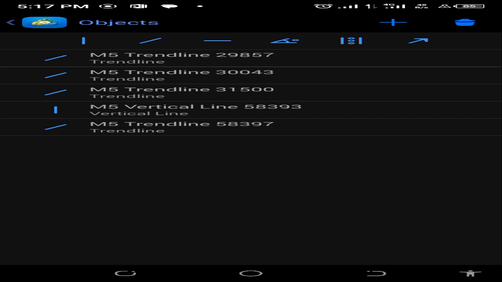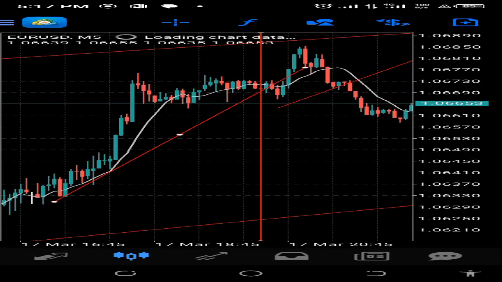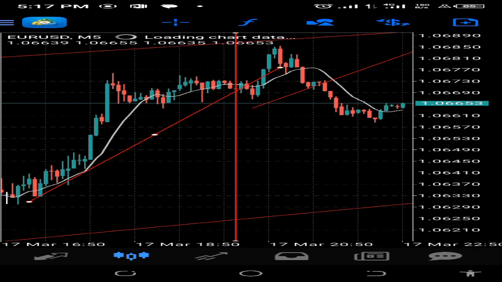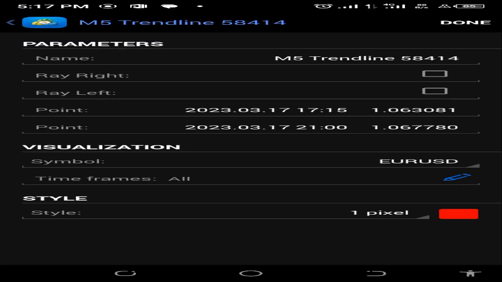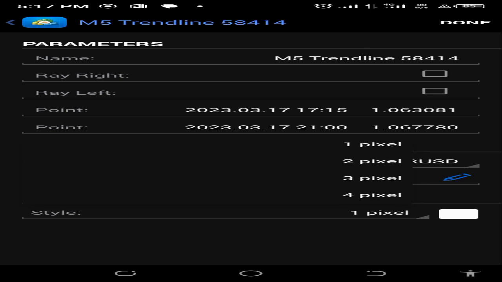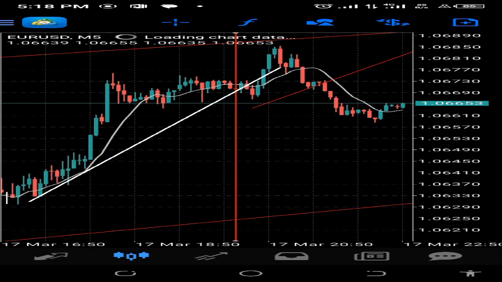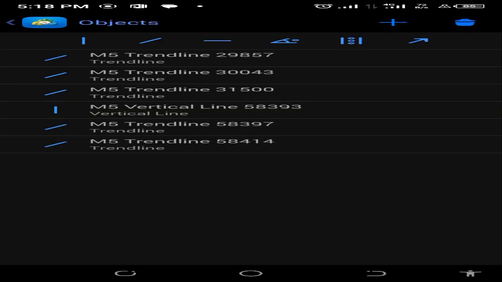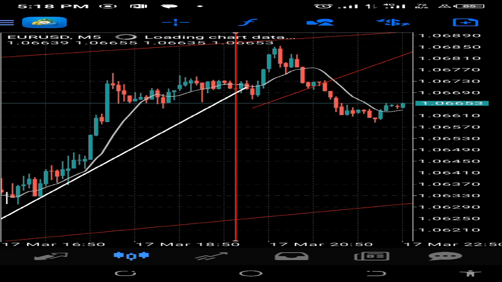You getting it? Let me just draw a trend. You can also change the color by pressing for long, and change the pixel size. So this is it. You use it to draw your trend line. This is a trend line. Then you also have, there are so many. This is an arrow. Maybe you are doing your analysis, you see the market in a corner, you can just indicate it.